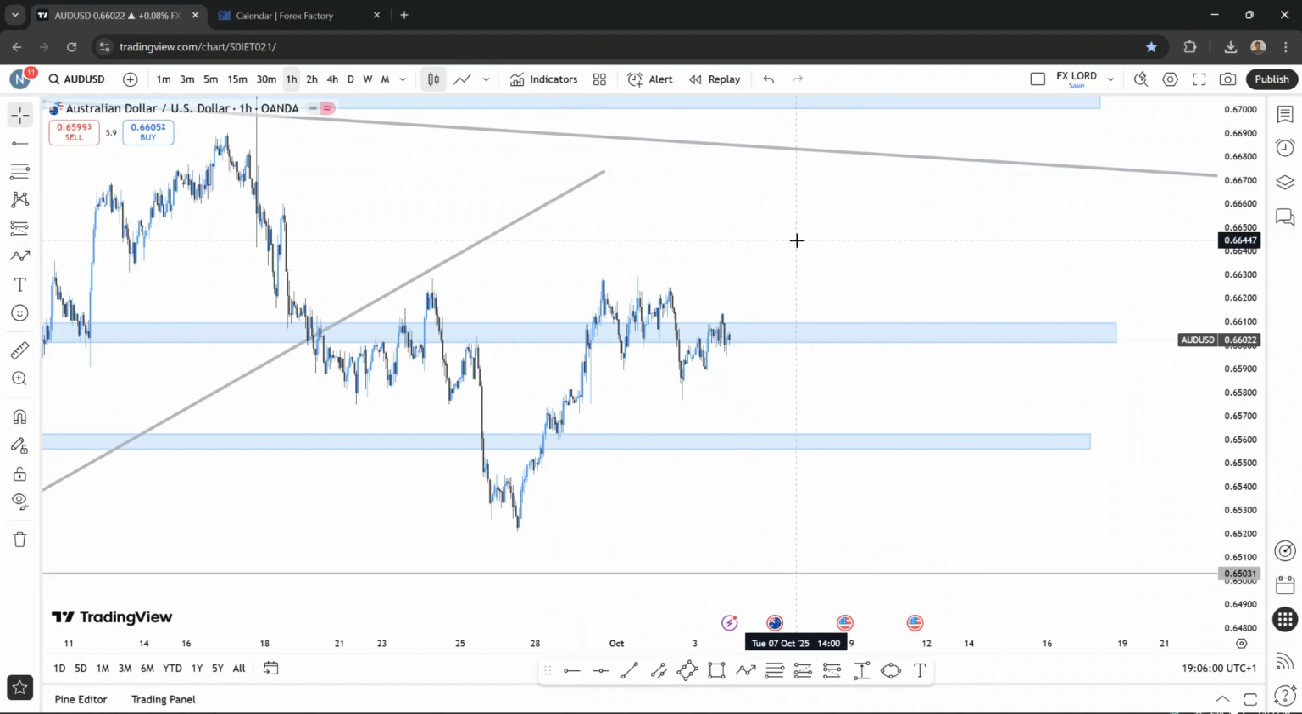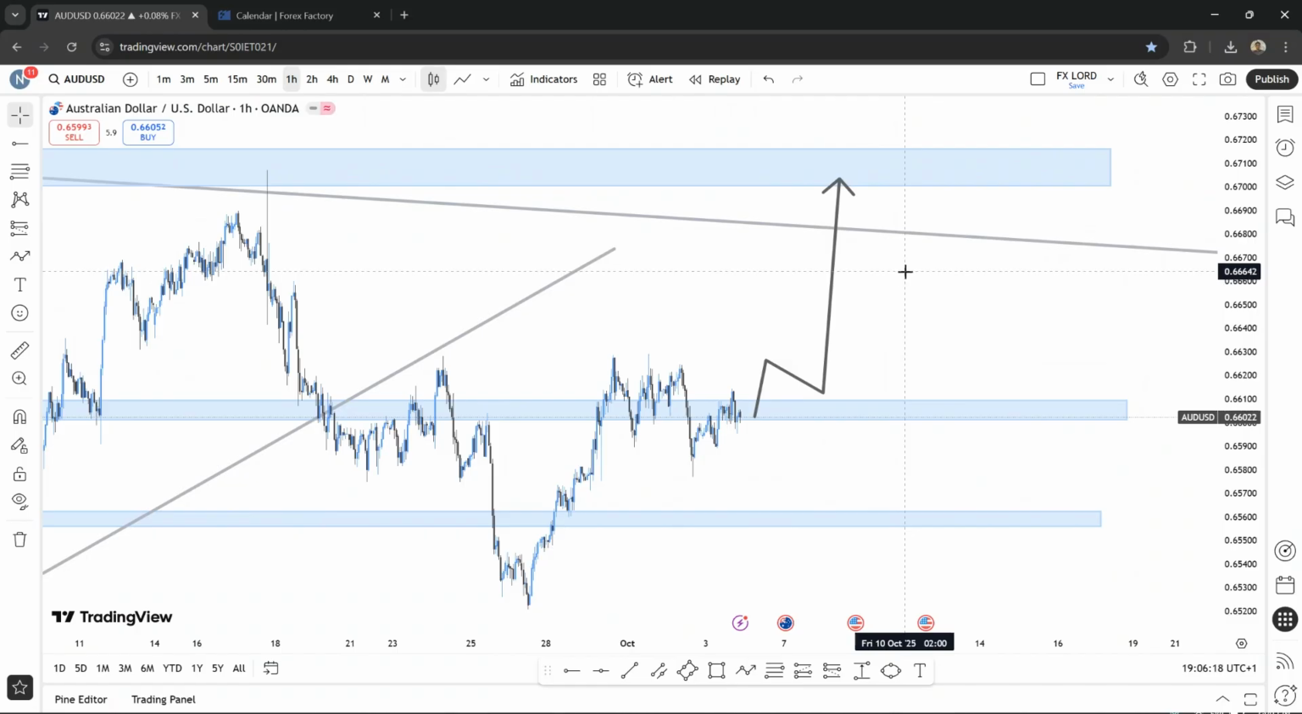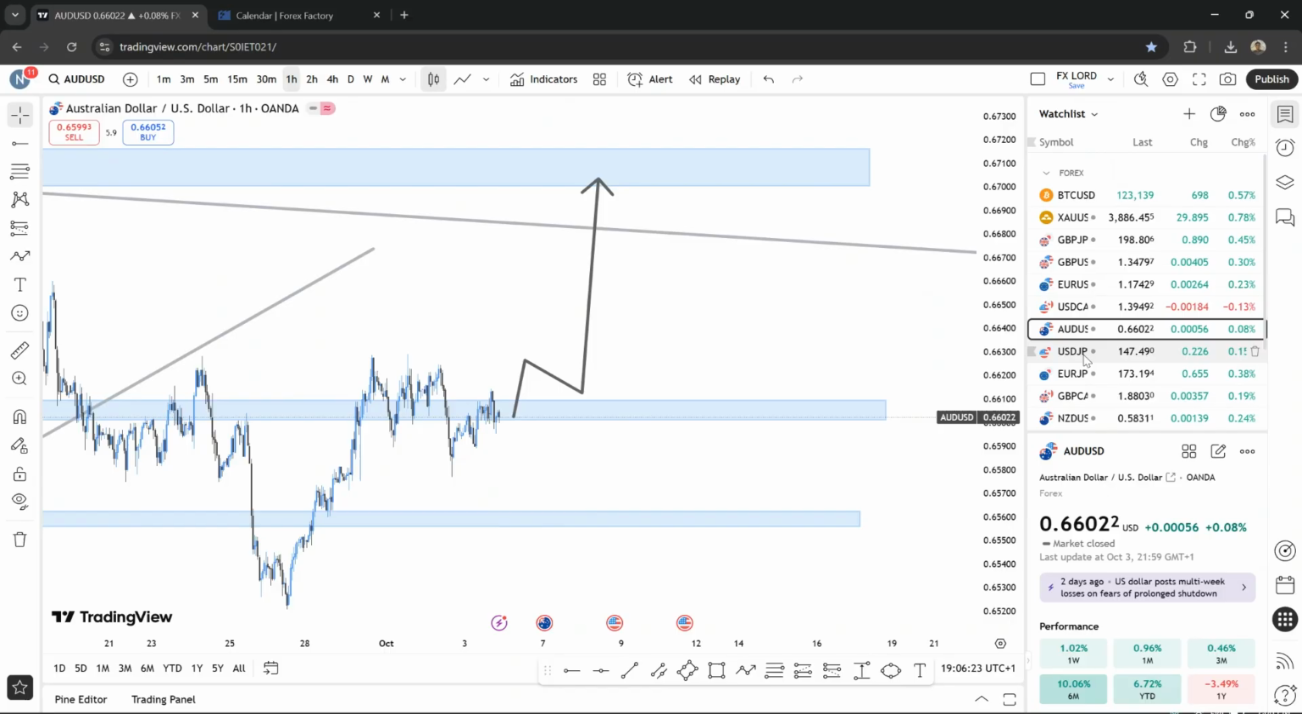So bearish scenario, I'm looking for AUD USD to come back to this level and buy, or bullish scenario, it just takes out these highs right here and does something like this, and we are back up to the upside. So this is what I'm looking for on AUD USD. If that happens, then we are good to go.